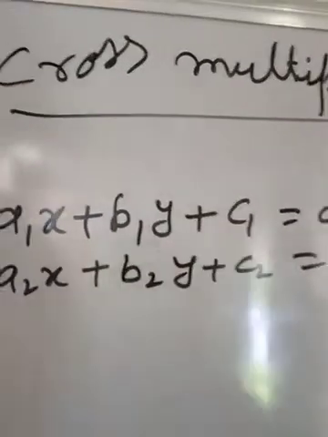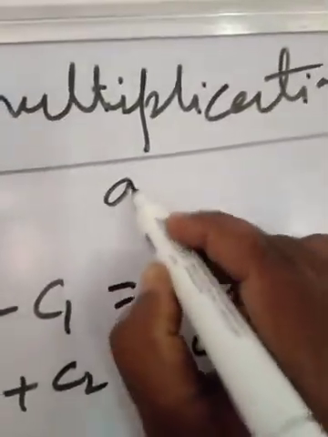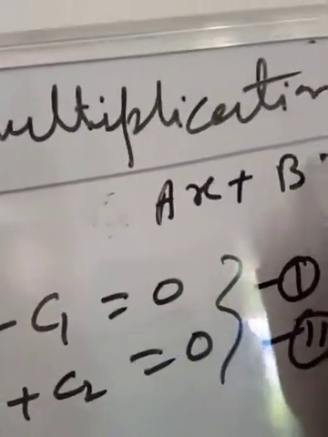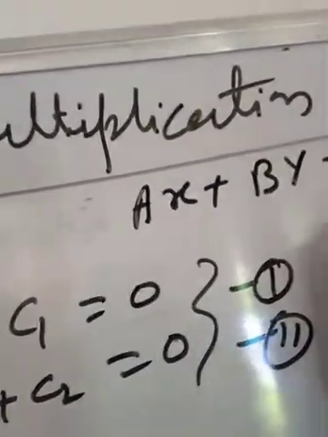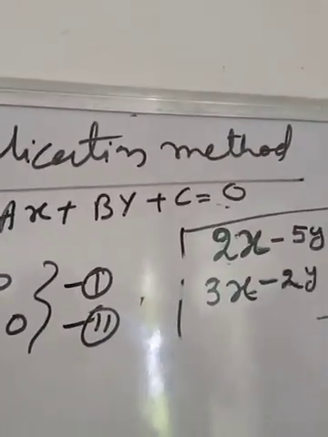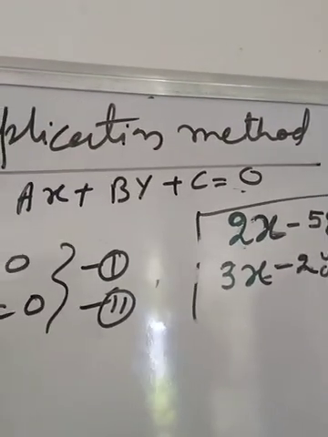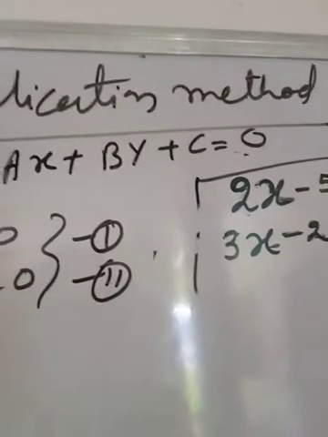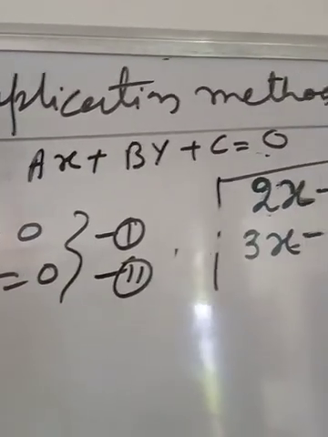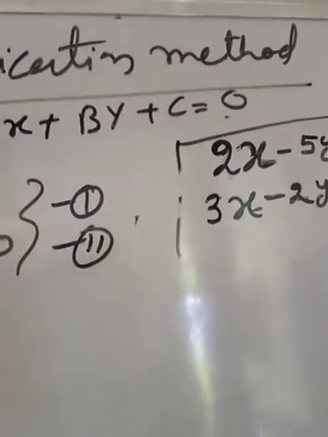For solving the system of linear equations of two variables, first of all we have to consider the standard linear equation of two variables, that is ax plus by plus c is equal to 0. We have already discussed that in ax plus by plus c is equal to 0, x and y are two variables, a is the coefficient of x, b is the coefficient of y, and c is a constant term.